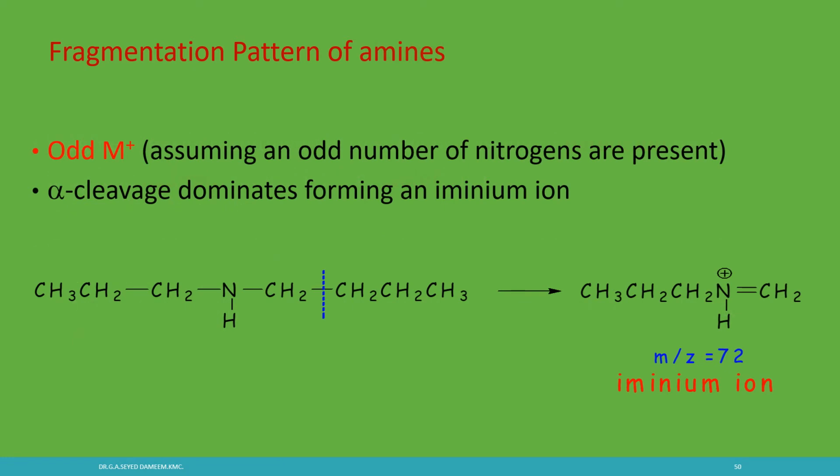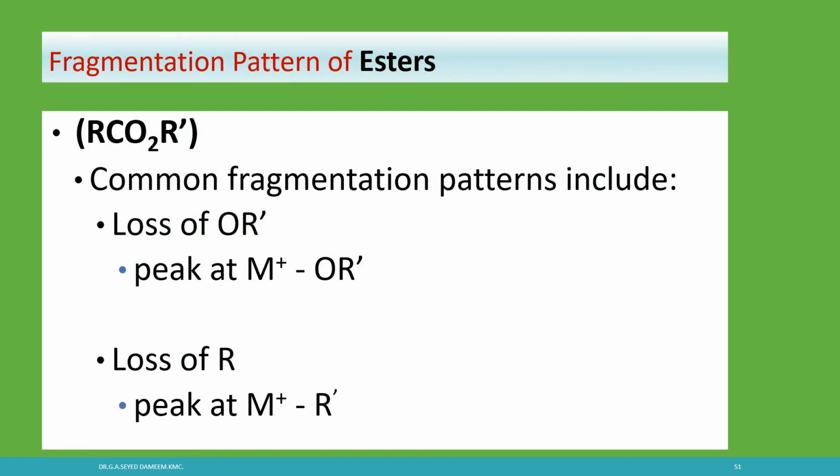This slide shows the fragmentation pattern of amines. In the case of a secondary amine, there is a possibility of forming an iminium ion, with the chain on one side being a propyl group and on the other side a methyl, ethyl or propyl group, with m by z 72. This slide shows the fragmentation pattern of esters. It is by the loss of an alkoxy radical or by the loss of an alkyl radical. The ester gives peaks at M minus OR or M minus R.